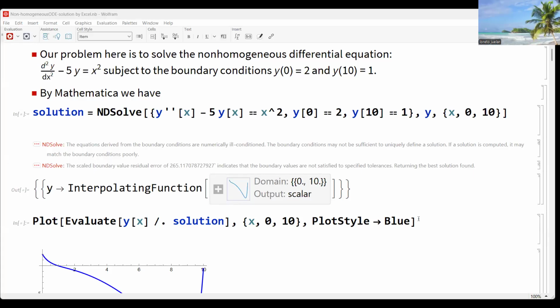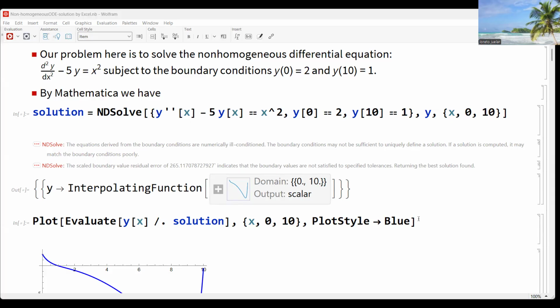Our problem here is to solve the non-homogeneous differential equation: the second derivative of y with respect to x minus 5y equal to x squared, subject to the boundary conditions y of 0 is equal to 2 and y of 10 is equal to 1.